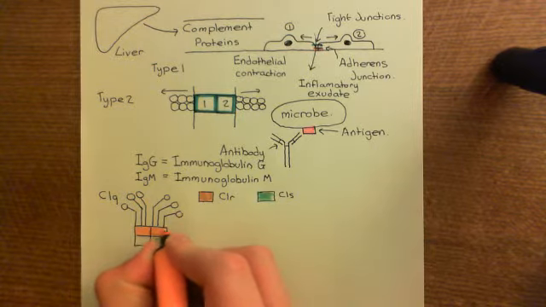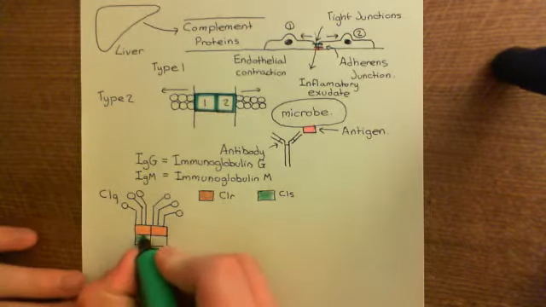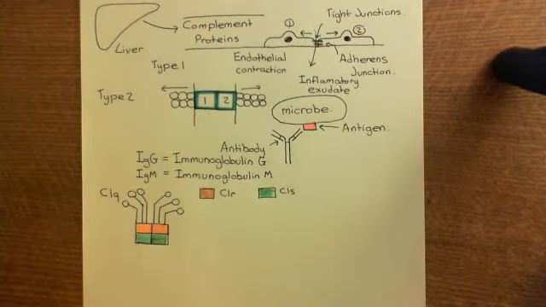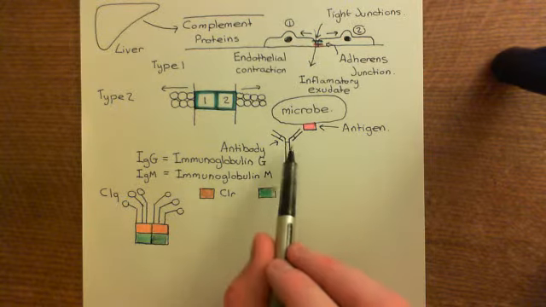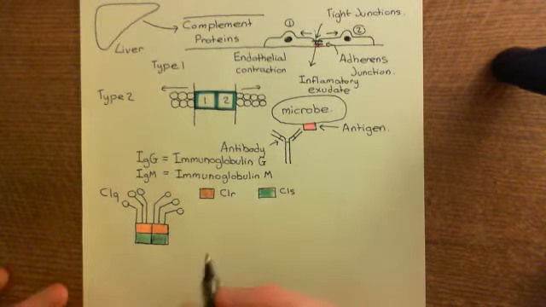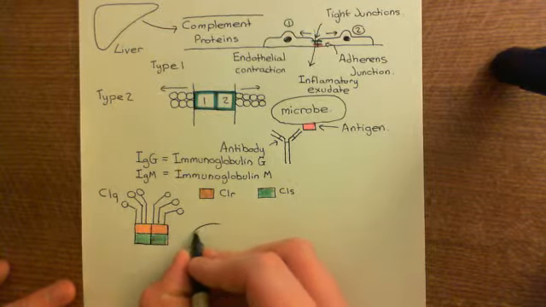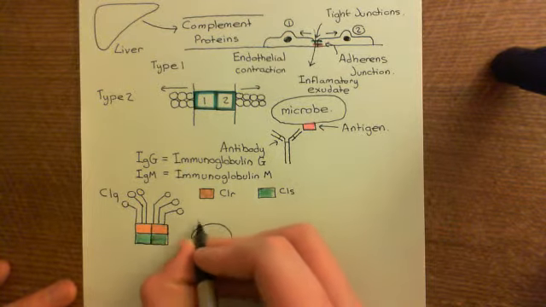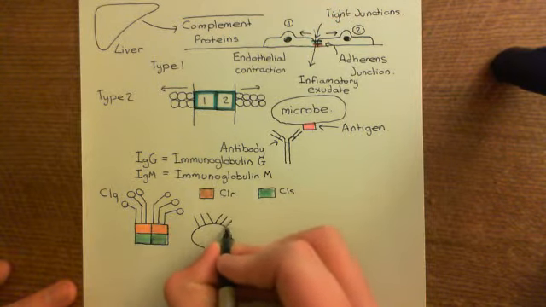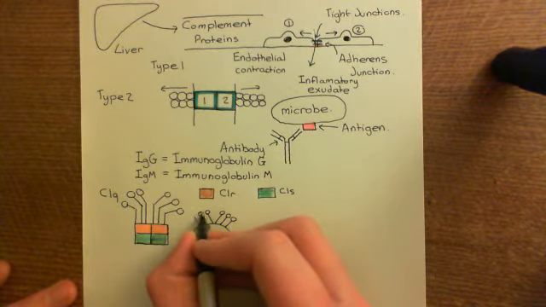So 2 associate to make the full C1 complement protein, and then we've got 2 C1Ss as well in green here. This complex is going to assemble on the base of the antibody, and for this I'm going to show it slightly more simply. I'm going to show it as a circle with 6 of these processes coming out, like so. 1, 2, 3, and then we've got all 6.